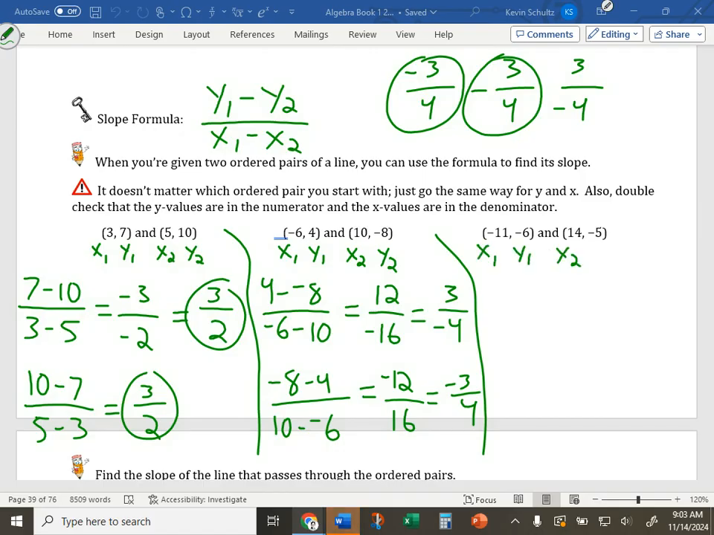x1, y1, x2, and y2. Let's kind of hash this out. Oh, never mind. If you do y1 minus y2 or x1 minus x2, negative 6 minus negative 5, negative 11 minus 14, negative 6 plus 5 is a negative 1, negative 11 minus 14 is a negative 25, but a negative divided by a negative is a positive. And so 1 over 25 is the answer. Okay? If you did the other way, you would have gotten positive 1 and positive 25.